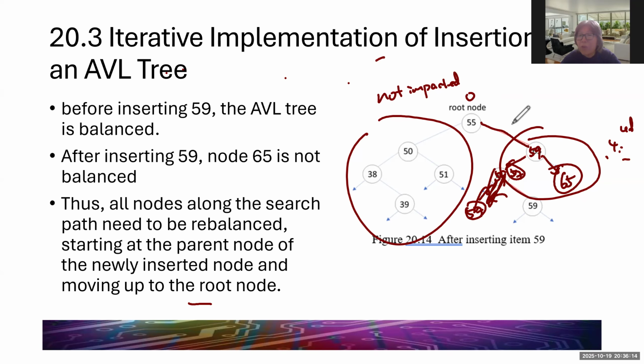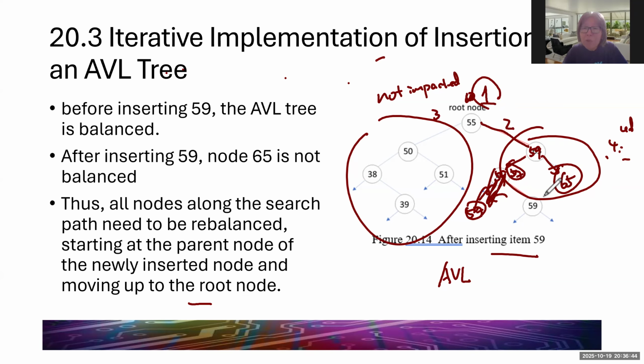And for node 55, the longest path on one side is height 2, and on the other side is 3. So node 55's balance factor is 1. So it's still balanced, and the whole tree is balanced. After you insert and do the balancing, we can see it's back to an AVL tree again, okay?